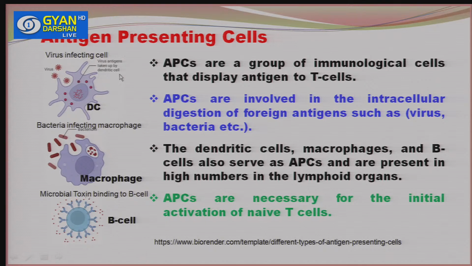So there are three types of antigen presenting cells, present in high numbers in the lymphoid organs. And antigen presenting cells are necessary for the initial activation of the naive T cell. The naive T cell will activate only with the help of the antigen presenting cell. If the antigen presenting cell was not there, the naive T cell will not change into effector cells like cytotoxic T cells and T helper cells.